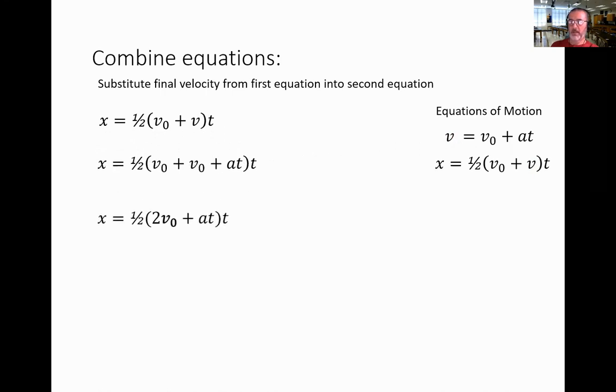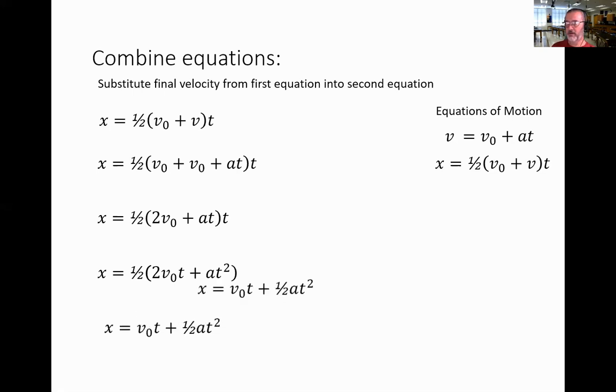And then if I multiply through the half and I multiply through the t, what I wind up with is, multiply through by the t first. So the 2v0 becomes 2v0t, at becomes at squared. Now I can multiply through by the half. And when I multiply through by the half, I get v0t plus 1/2 at squared. So half of 2v0t is v0t, and half of at squared is 1/2 at squared. Well, that now is my third equation of motion for constant acceleration.